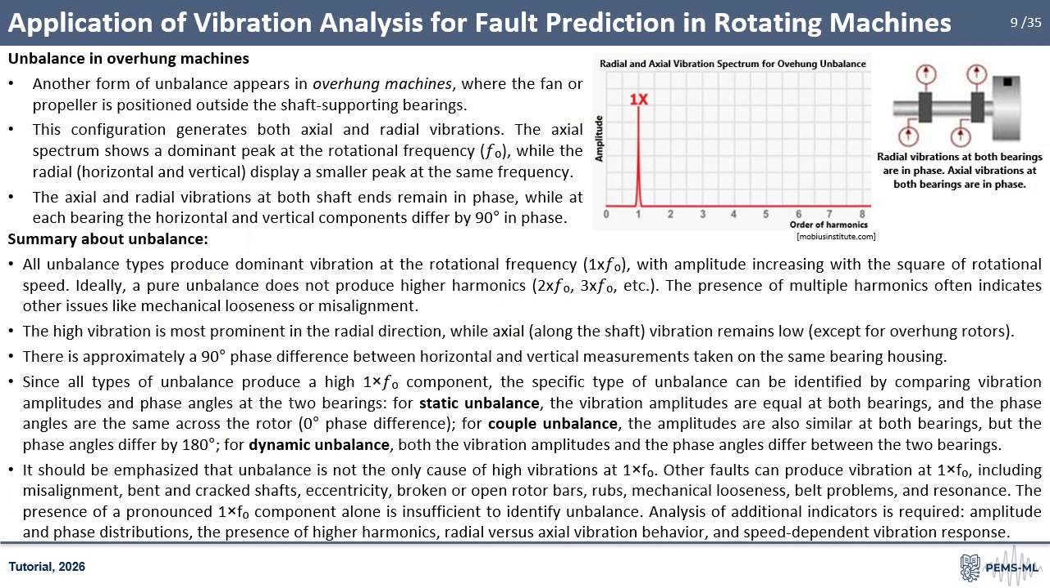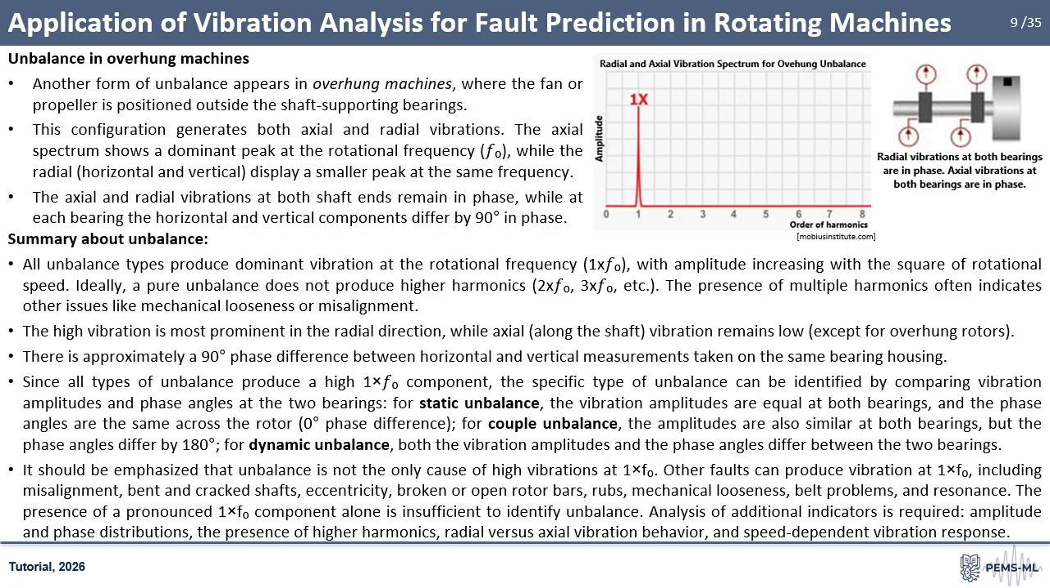Another form of imbalance appears in overhung machines, where components such as fans or propellers are mounted outside the supporting bearings. All types of imbalance produce a dominant vibration at the shaft rotational frequency, with amplitude increasing with the square of rotational speed. This vibration is mainly radial in both horizontal and vertical directions, while axial vibration is usually low, except in overhung rotors. Pure imbalance does not generate higher harmonics. Their presence usually indicates other problems, such as misalignment or mechanical looseness.